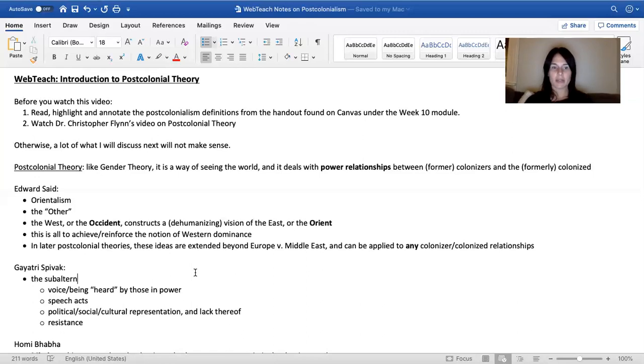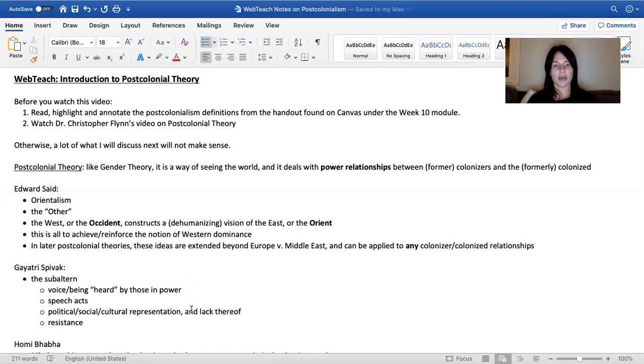The subalterns, in terms of political, social, and cultural representation, lack those things. They're the furthest from them. And so the goal to Spivak is how do we not just get the subaltern to speak, in the symbolic sense, but to be heard, to be acknowledged by the other members of a society who have more power. So that's what we're talking about when we're talking Spivak.